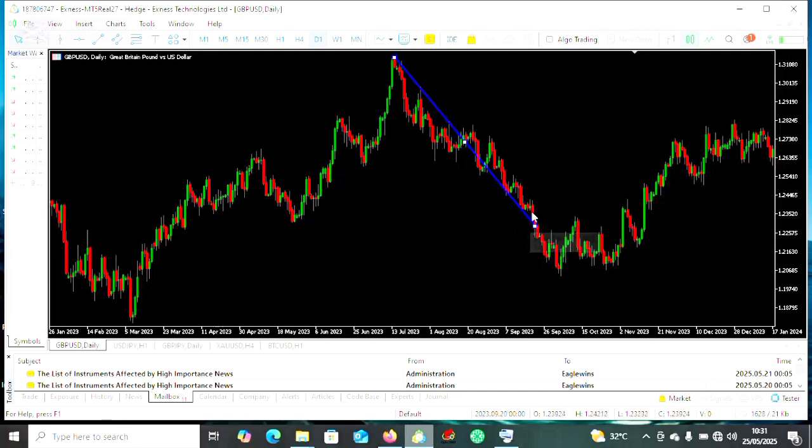What makes it valid? It must not cut the body of the candle; rather, it must be at the tip. You must be very careful to draw it at the tips of the candle. This is a valid trend line. You see, it has the first touch, here is the second touch, and here is the third touch. This is what makes it a valid trend line.